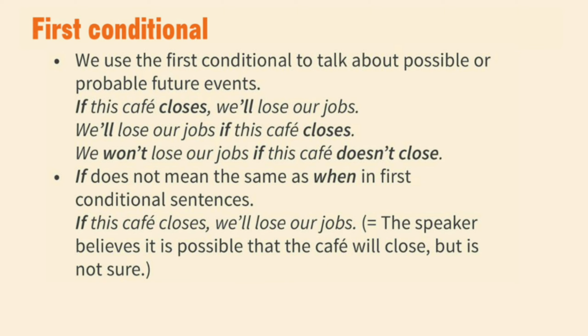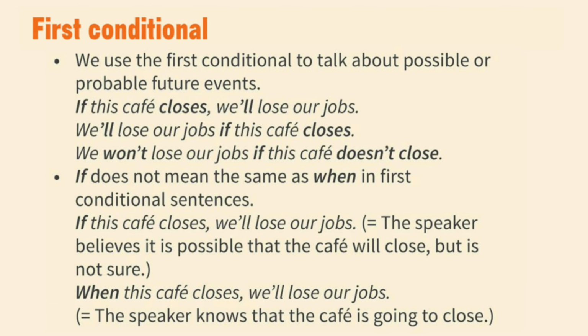The speaker believes it is possible that the cafe will close, but is not sure. However, if I say, when this cafe closes, we'll lose our jobs, the speaker knows that the cafe is going to close. So, the cafe is definitely going to close, and we are definitely going to lose our jobs when that happens. Okay, so this seems obvious that there is a clear difference in meaning between if and when.